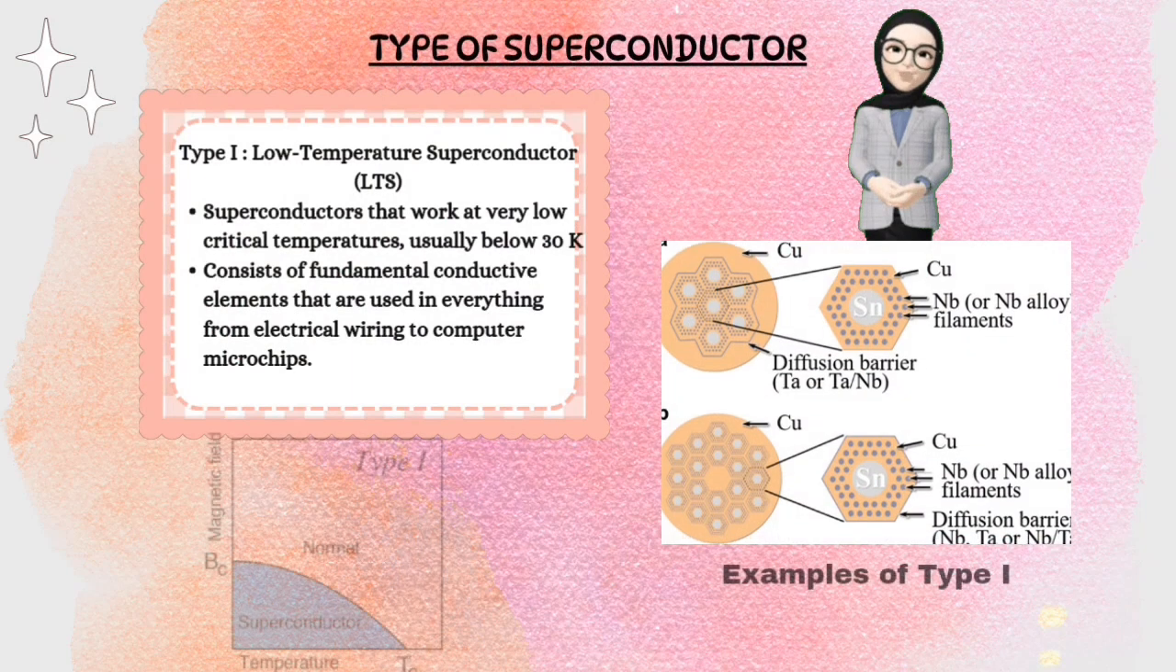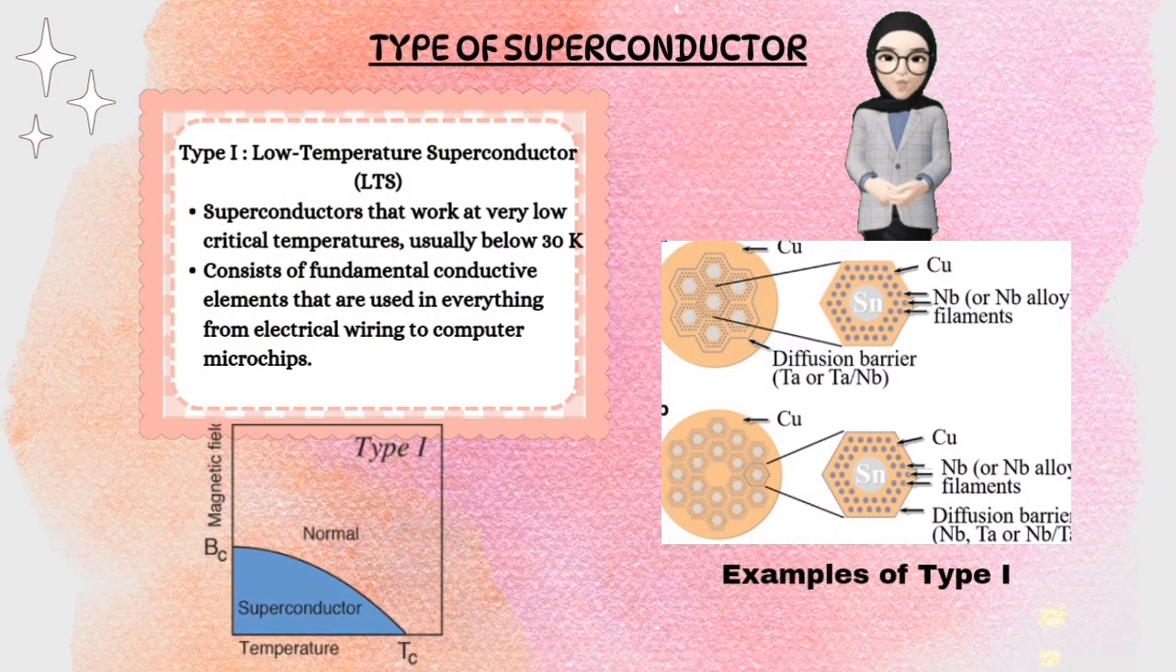Types of superconductor. Type 1, low temperature superconductor or LTS. This superconductor works at very low critical temperatures, usually below 30 Kelvin, and consists of fundamental conductive elements that are used in everything from electrical wiring to computer microchips.